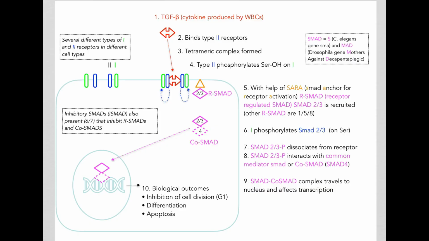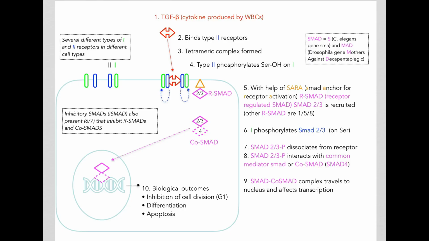It should be noted that besides the RSMADs, the receptor-regulated SMADs, so that's one type of SMAD, and then we have the co-SMAD, the common mediator SMAD, there is also another type of SMAD called I-SMAD, inhibitory SMAD. These I-SMADs can actually inhibit the R-SMAD activity or the co-SMAD activity.